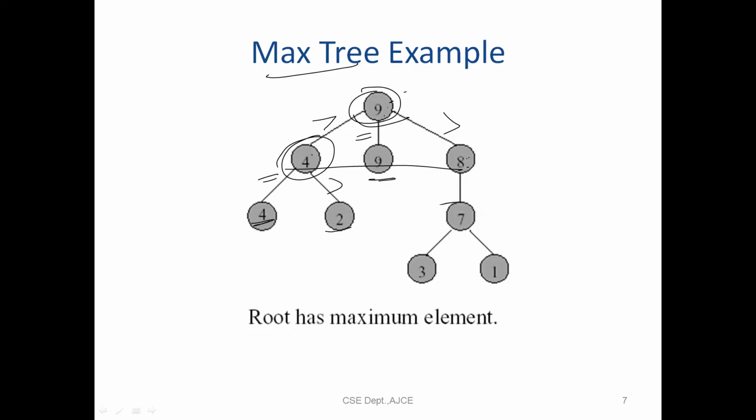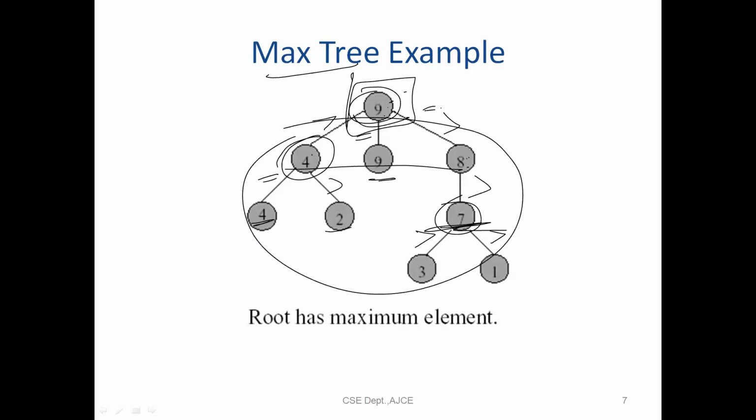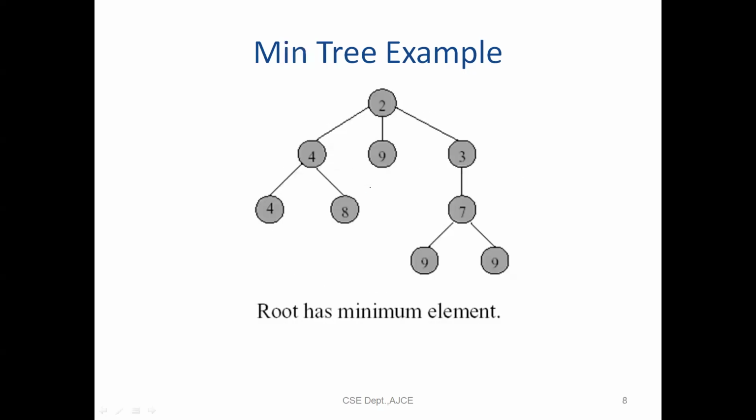You take 8, you can see that 8 is greater than 7. You take 7 as the parent, then you can see 7 is greater than 3, 7 is greater than 1. So if you have an arrangement like this where the children are less or equal than its parent and the root node contains the node which has a maximum value among all of them or maybe equal. Okay, so that is known as a max tree. Similarly, what is a min tree?